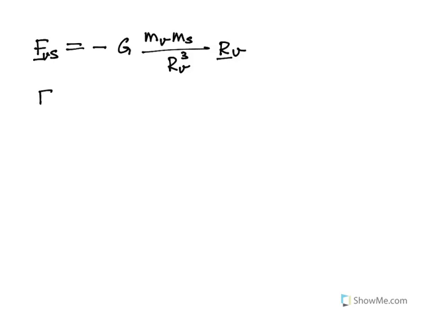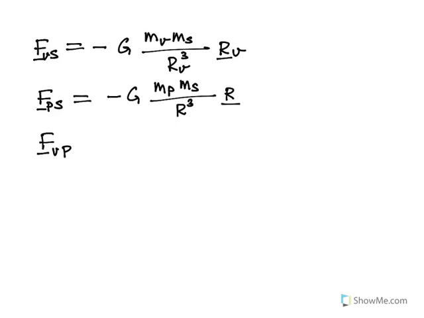The second one is the force exerted by the sun on the planet, which is equal to minus G times the mass of the planet times the mass of the sun, all divided by R cubed times R. And the third one is the force exerted by the planet on the spacecraft, which is minus G times the mass of the spacecraft times the mass of the planet, all divided by r cubed times r.